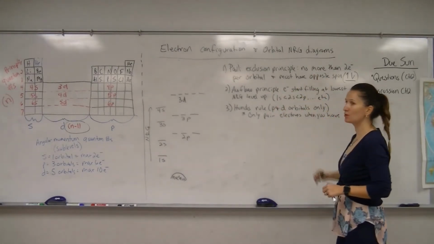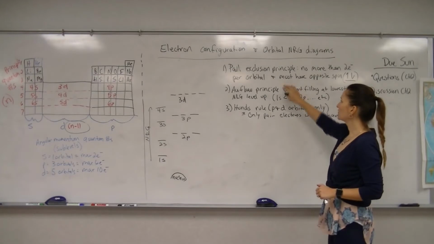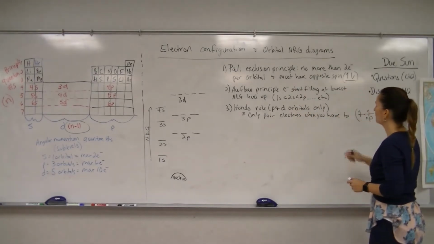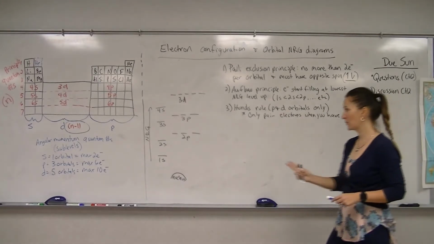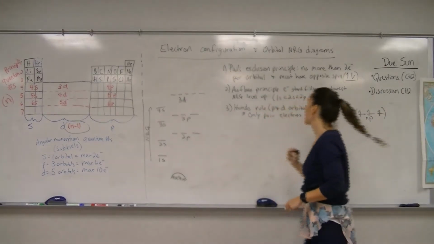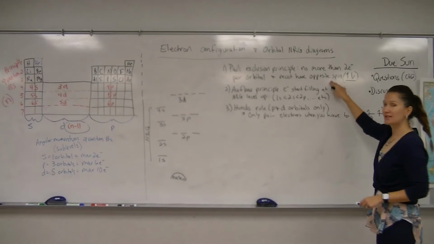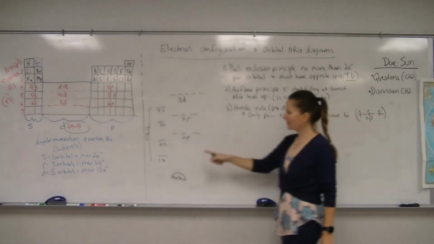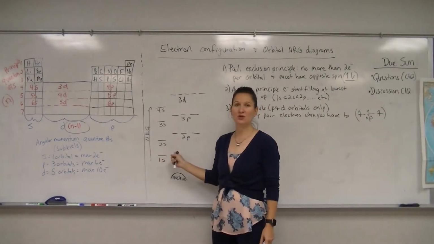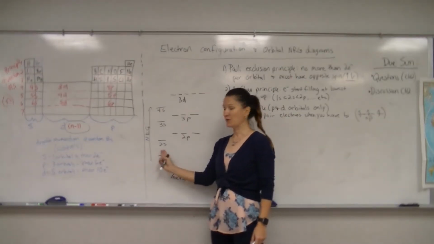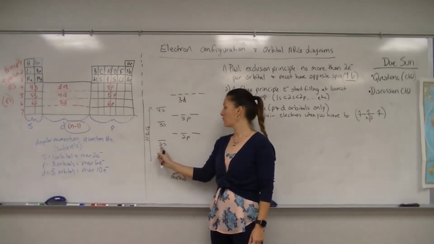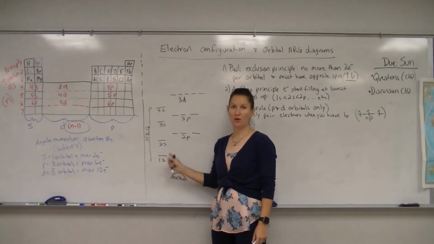Well, there are 3 rules for when we fill it up. The first rule is the Pauli exclusion principle. What this says is there are no more than 2 electrons per orbital, what we just said, but also they must have opposite spins. So when we're putting electrons in these spaces, we're going to represent those electrons with arrows. When we do that, we want to make sure for every orbital, every space, we have one arrow going up and the other going down.